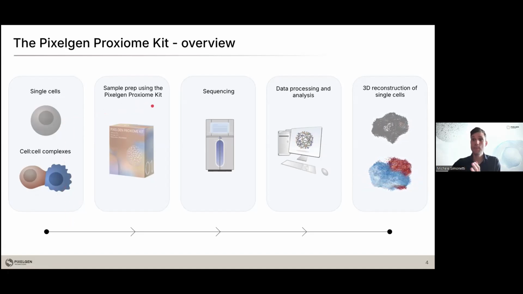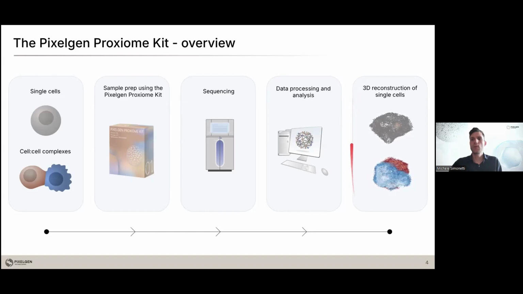So what we offer is a sample prep kit. There is no specialized equipment required. It's very easy to run it in the lab, you only need a thermocycler to run the reactions and then a centrifuge to spin down the cells. And it's a library prep kit. You're able then to sequence your libraries with Illumina, for instance. It's compatible with all Illumina sequencers. The data processing and analysis part is done using the Pixelator software, which I described earlier. And then I will show you how the data output looks like.